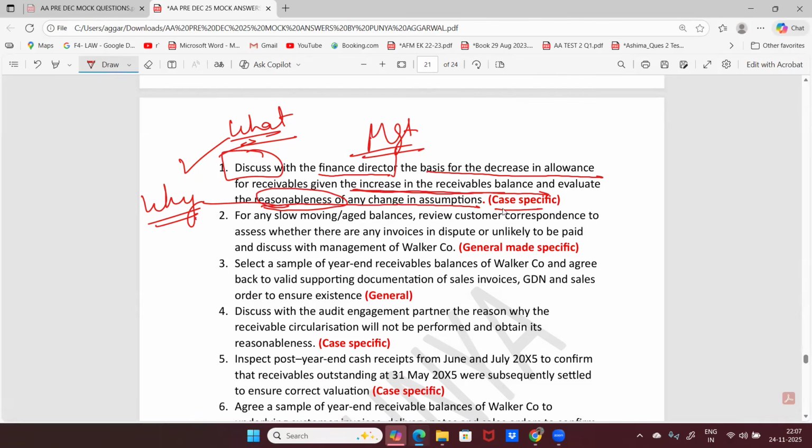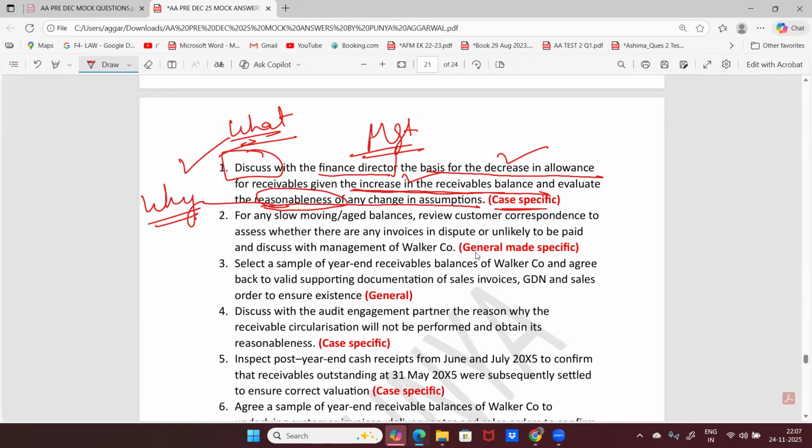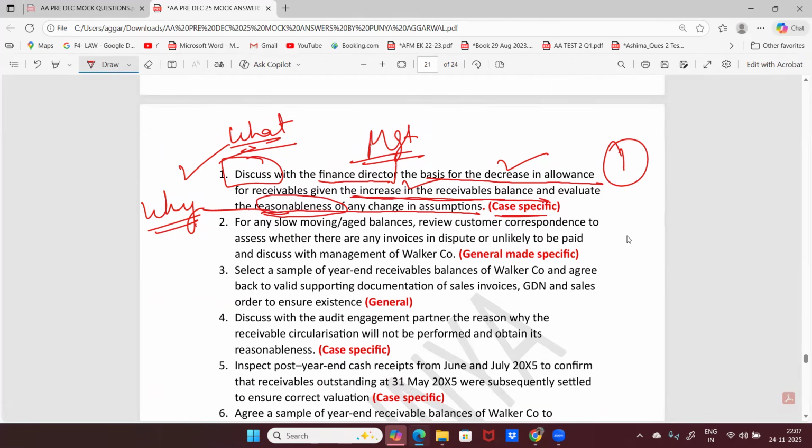So this is case specific. Why? Because I talked about decrease in allowances, I talked about increase in receivables. These two words I have taken from the question itself. I have taken from the question: increase, allowances compared to the prior year. All of these I have taken from the question and written them into the answer. Make it case specific. 1 mark gotten. I don't think there was any problem over here. You can also write discuss with management, finance director of Walker company.